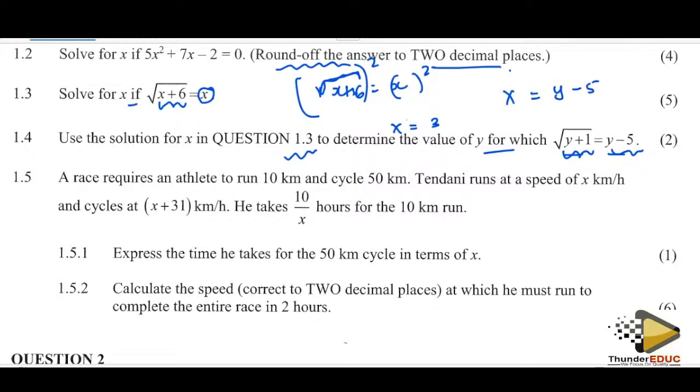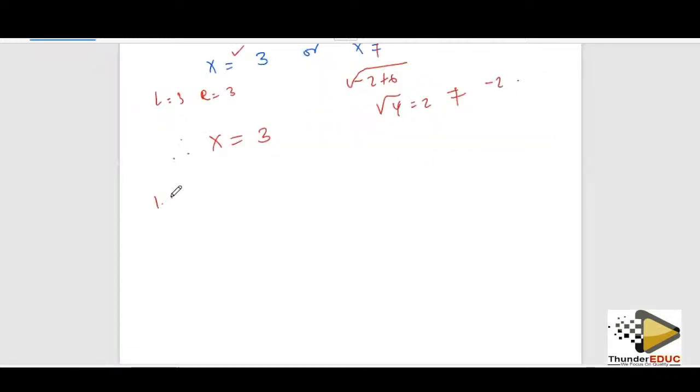So x is the same as y minus 5. But we got our x as 3. So I put a 3 there is equal to y minus 5, and then I'll move the 5 to that side. It's going to become a positive. So which means my y is going to be 8. I think that is it.